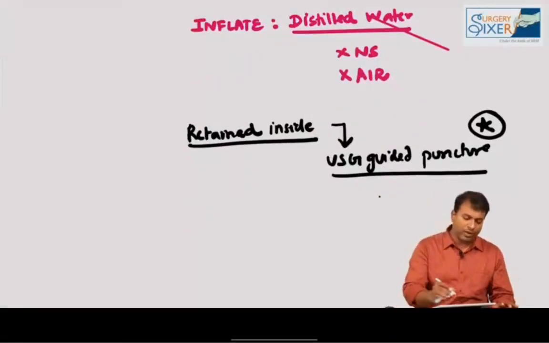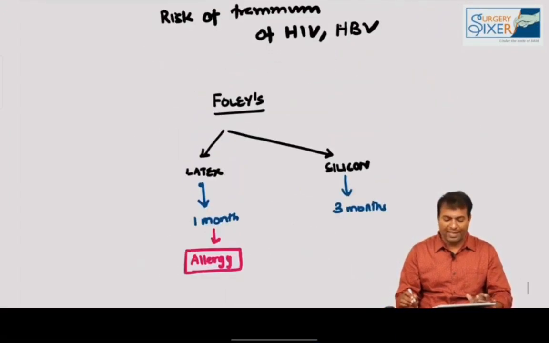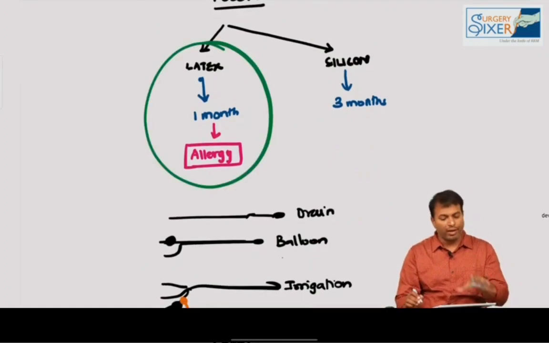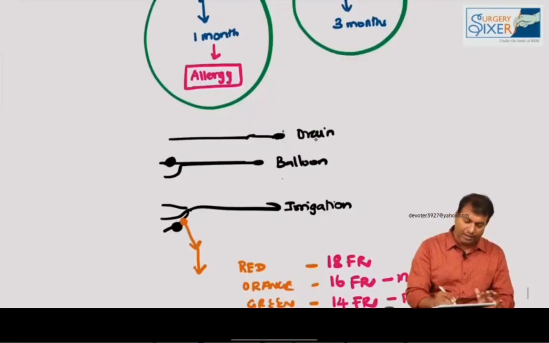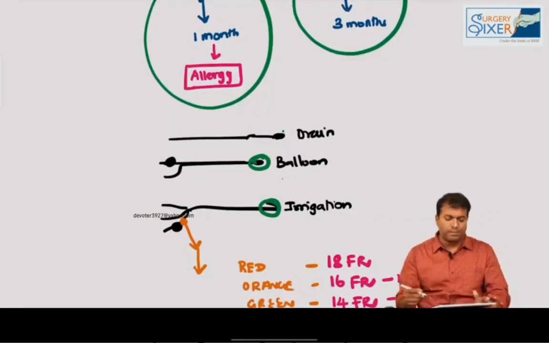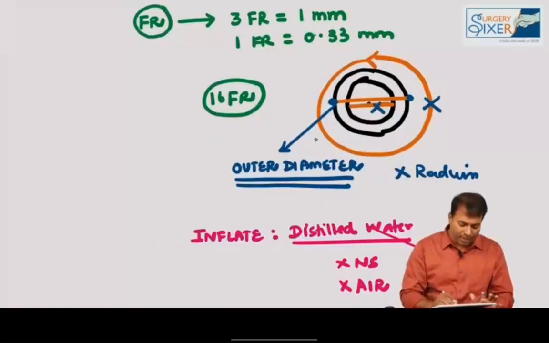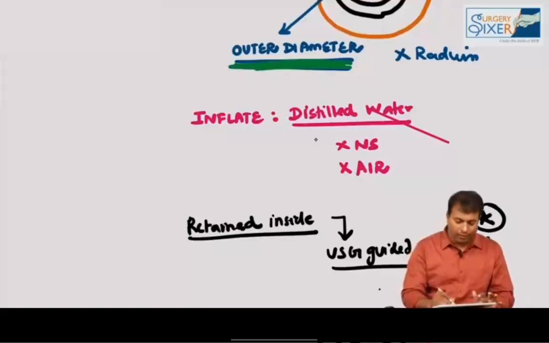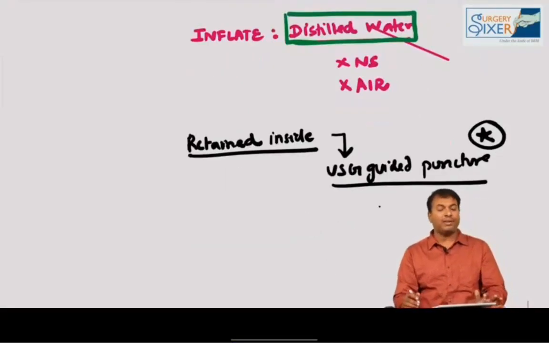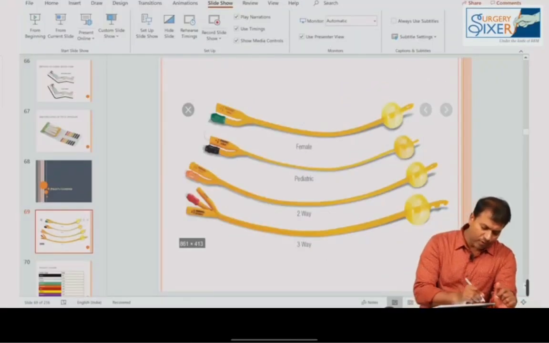Okay, so please don't forget the Foley's catheter points. Foley's catheter is made up of latex rubber, which is highly allergic. Maximum we have to use it only for 1 month. Silicone catheter is used for a maximum of 3 months. Single lumen, double lumen, and 3 lumen are the 3 types of catheter. The 3 lumen catheter is used for irrigation, and the French corresponds to the outer diameter of the Foley's catheter. And inflate the Foley's catheter only with distilled water. So these are the points about the Foley's catheter I want you to know.